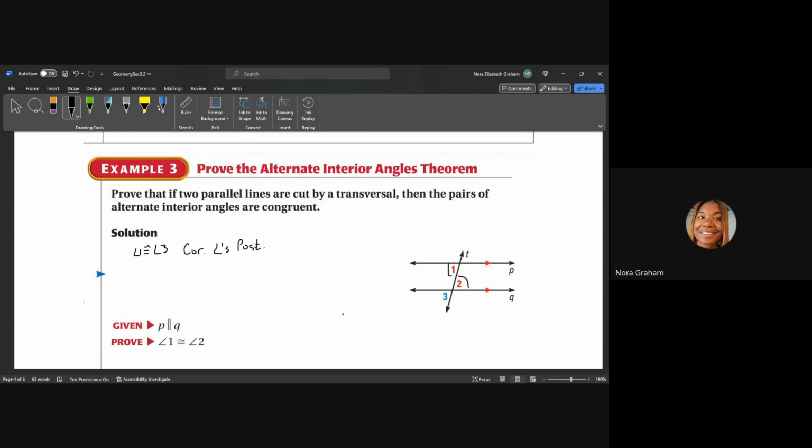All right. And then another thing I can observe too is that angle 3 and angle 2 are also congruent. And this is by the vertical angles congruence theorem. So let's write that note down. Angle 3 congruent to angle 2. And we can put this by the vertical angles theorem.